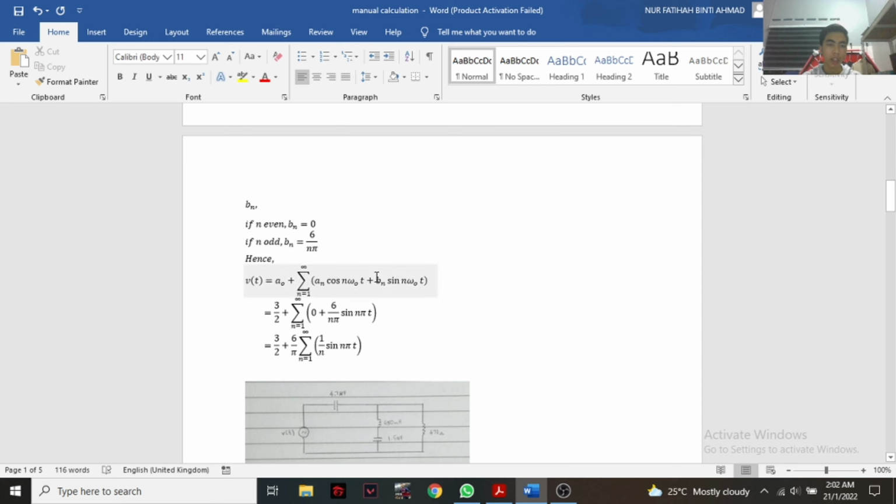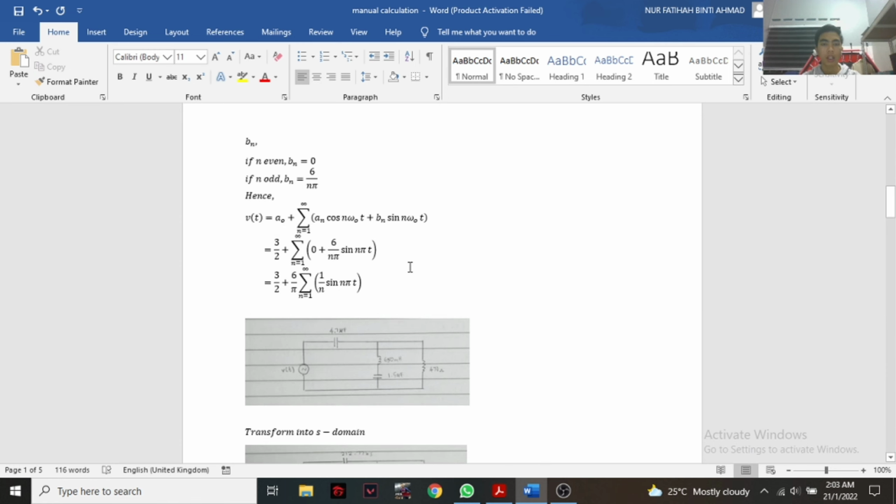Hence we can calculate the Vt, using this formula: A naught plus summation of An cos n omega naught t plus Bn sin n omega naught t. We calculate all the values, and we get 3/2 plus 6/pi summation of 1/n sin n omega t.